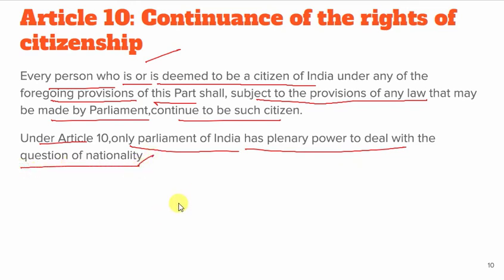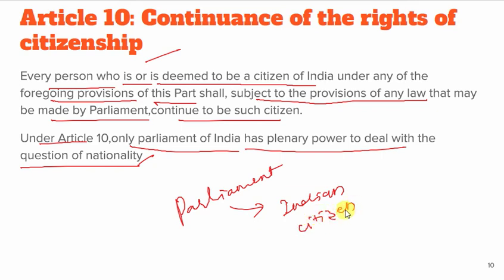In simple terms, only Parliament has the right to define whether you are an Indian citizen or not, and whether to give you Indian citizenship or not. So the Parliament has certain powers to deal with the question of nationality, whether you come under Indian citizenship or not. These are the two major questions that define the nationality of a citizen. That's what Article 10 defines.